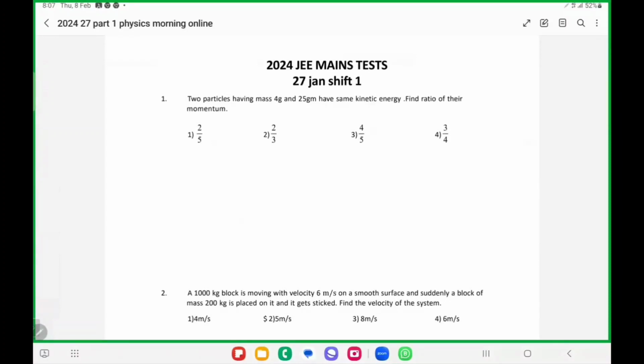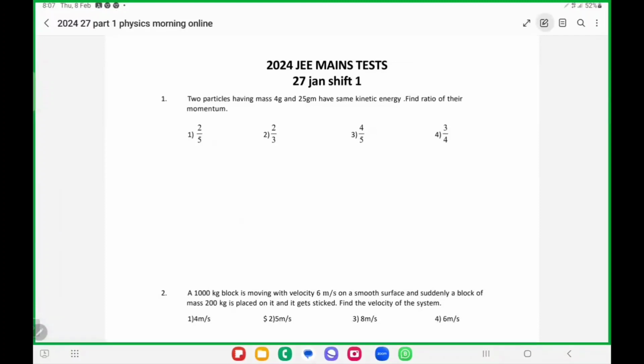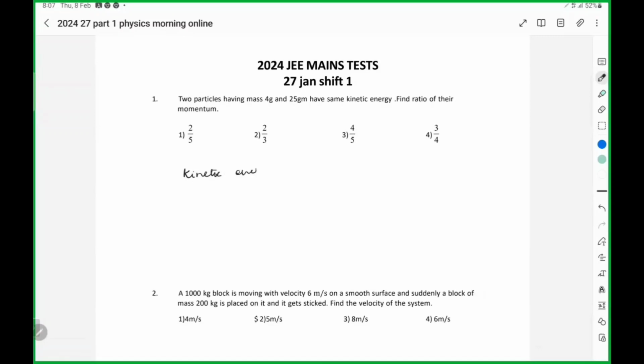A very easy paper. Two particles having masses 4 grams, 25 grams have the same kinetic energy. Any particle moving with a velocity v, its kinetic energy is half mv square. What he is asking is the ratio of momentum. We can write p, which is mass into velocity, is momentum.